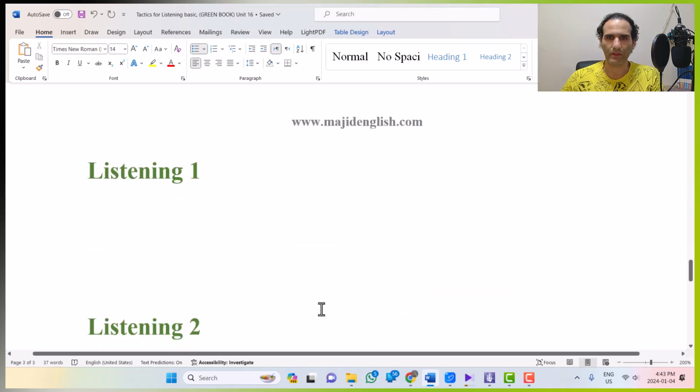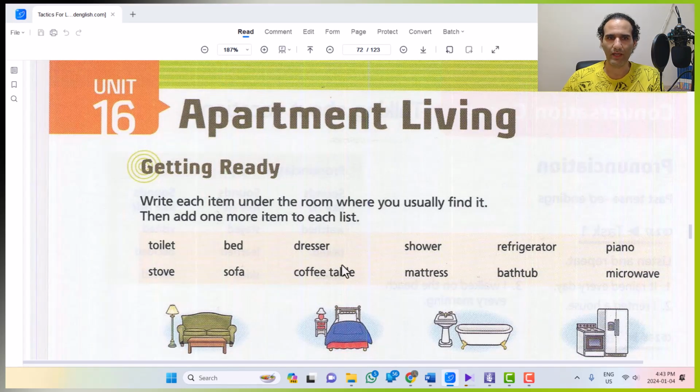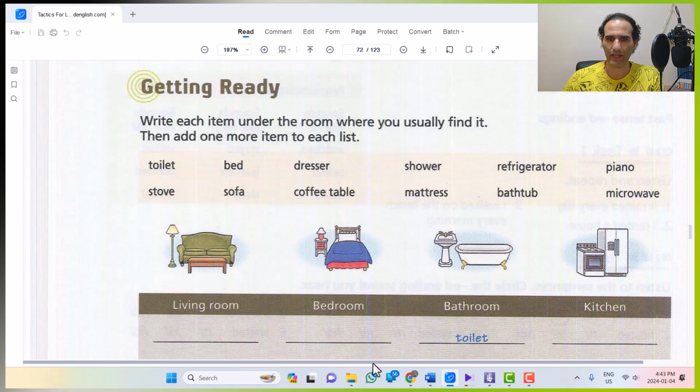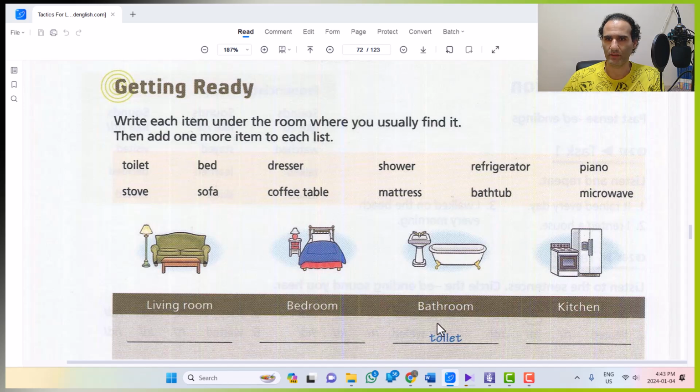Okay, so listening one, but here we have a getting ready part. Let's see what vocabulary we've got here before we delve into listening one. So there are some words here. I want you to pause the video and pronounce them for yourself to check your pronunciation. But please now repeat with me. Toilet, stove, bed, sofa, dresser, coffee table, shower, mattress, refrigerator, bathtub, piano, and microwave.